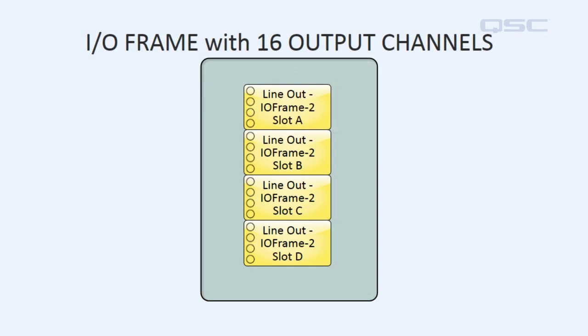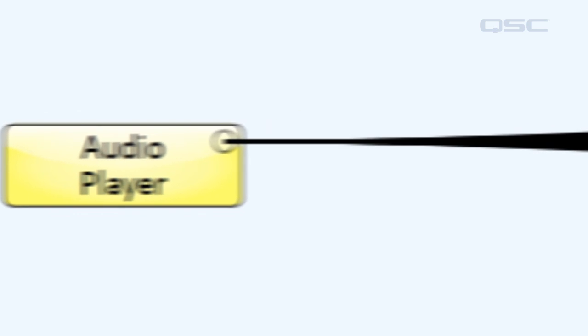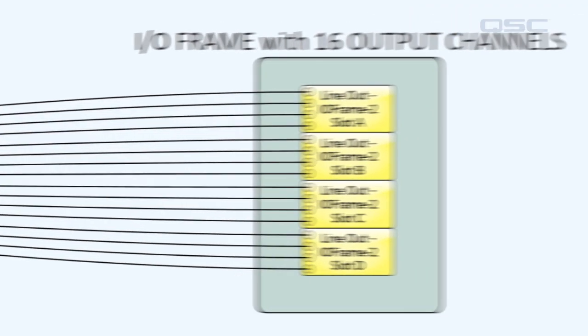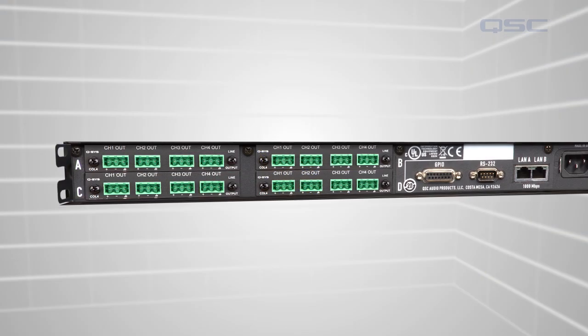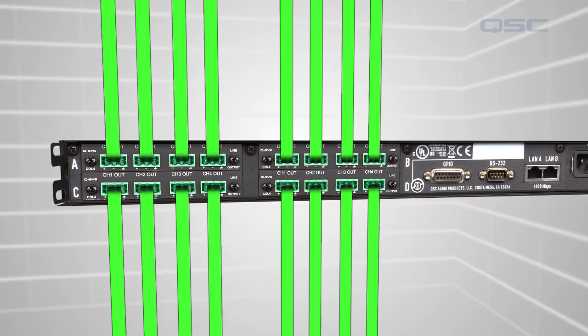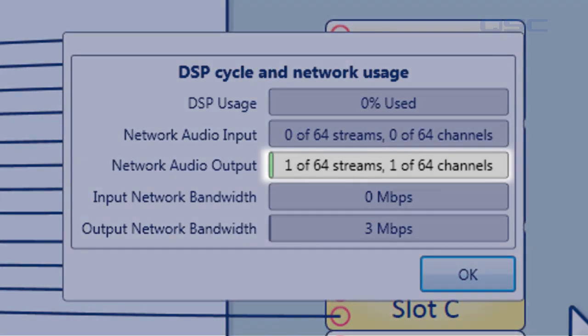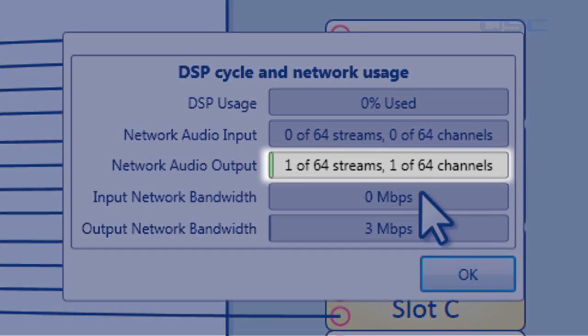If you have an I/O frame with 4 line-out cards, you can send one channel to this frame and then fan out that one channel over all 16 outputs in the I/O cards. Now, you have 16 physical outputs that are all carrying the same audio signal, and you've only used one network audio channel, which is packaged into one network audio stream.